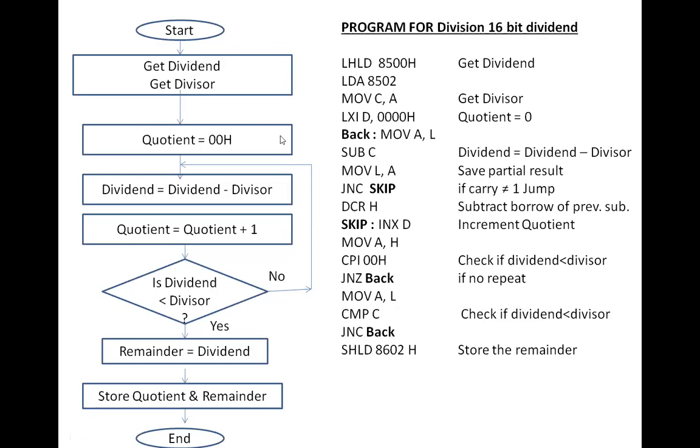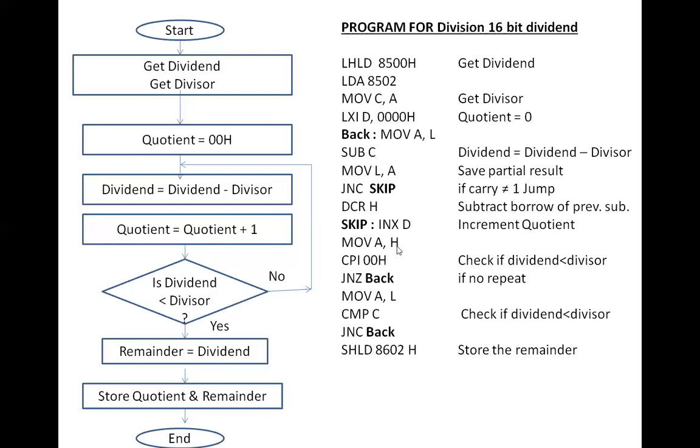So let me discuss once again. First of all, the content of the lower order dividend is copied into the accumulator. Then C, which is the divisor, is subtracted from the accumulator. And whatever the partial result is, it is stored in the L register. Since carry has not been generated, we will not decrement H. So we will go here and increment the quotient value. The quotient value now will become 1.